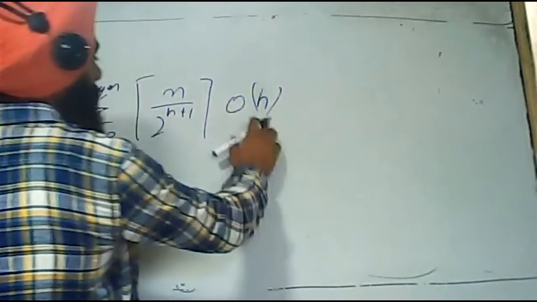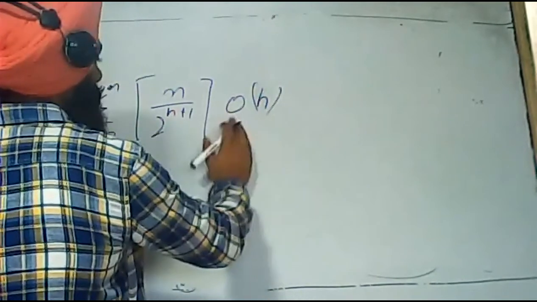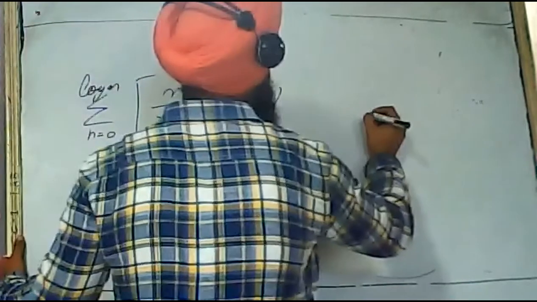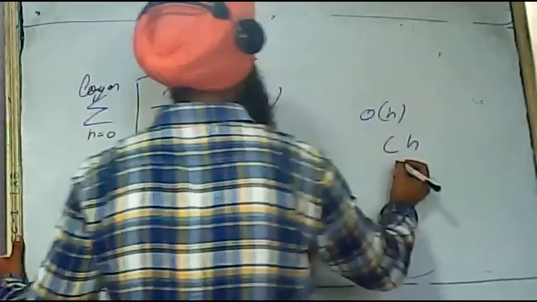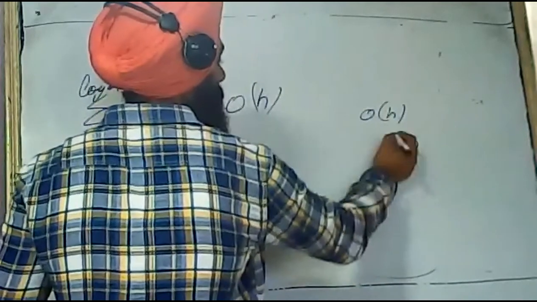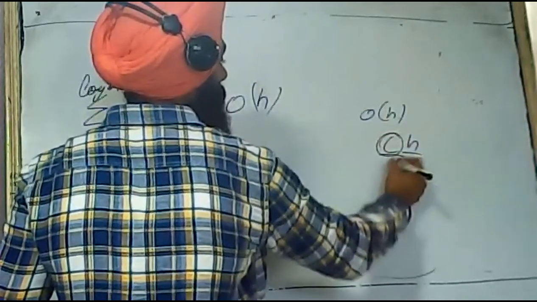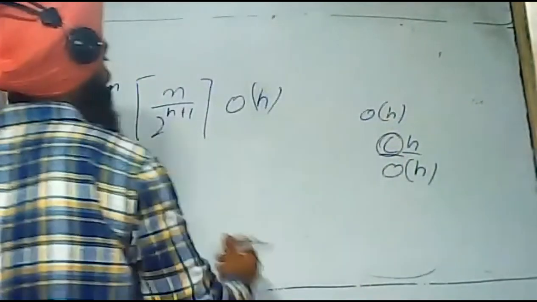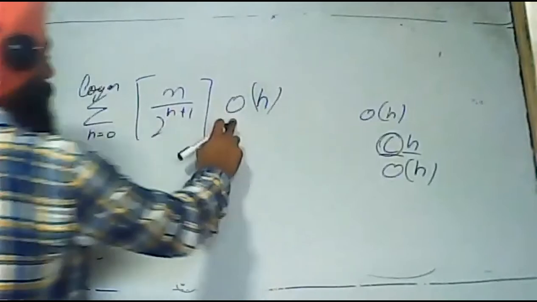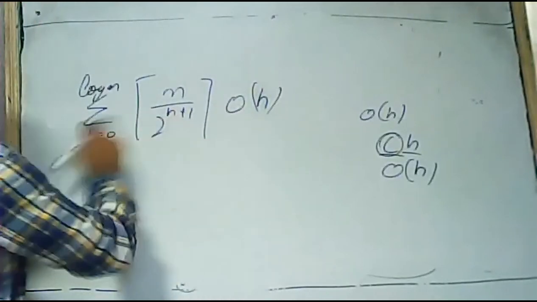Now, at a particular level, some constant time will be taken. Why we have taken order of h is because it is nothing but a constant c. Some constant time will be taken here, and we have ignored the constant and marked the height as order of h. Now, we cannot solve order of h inside this summation.